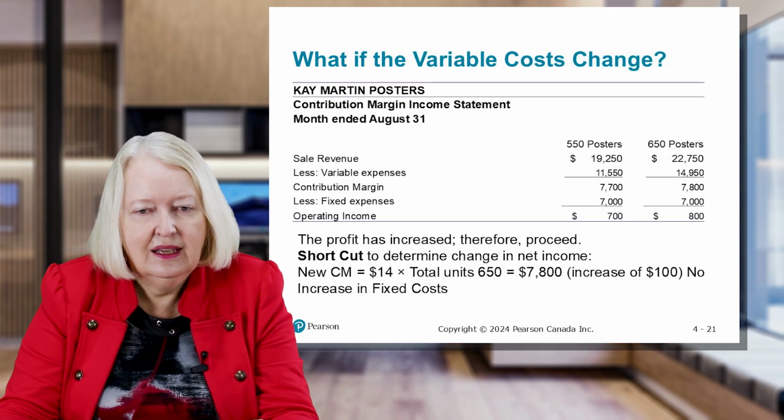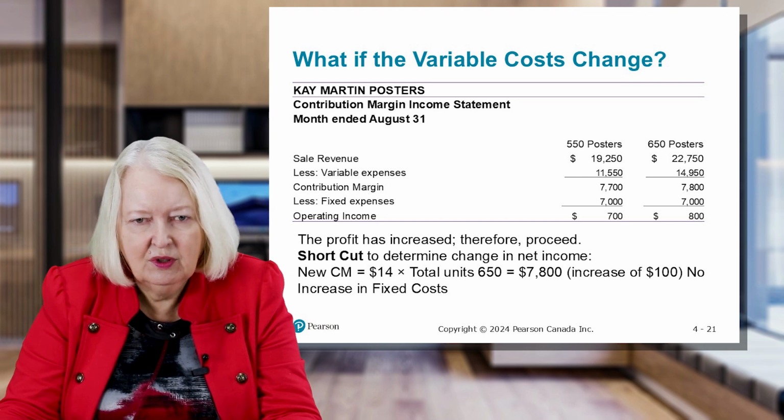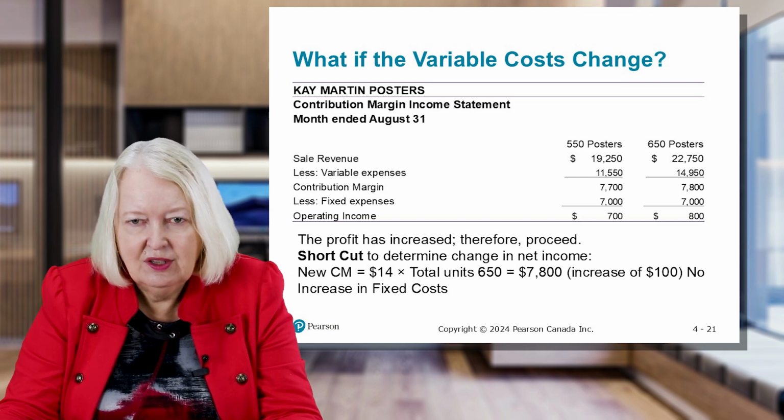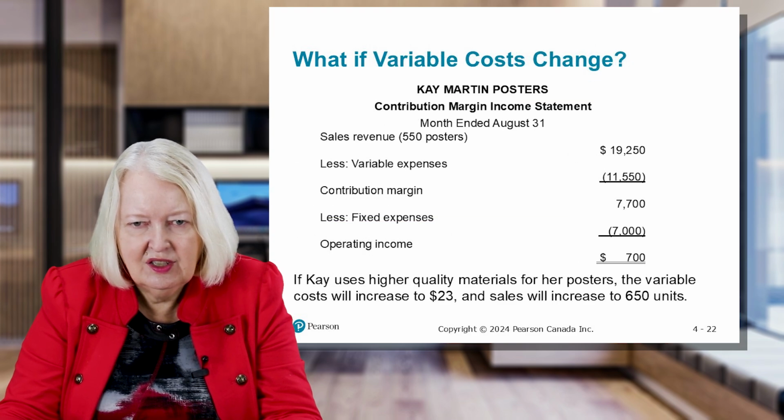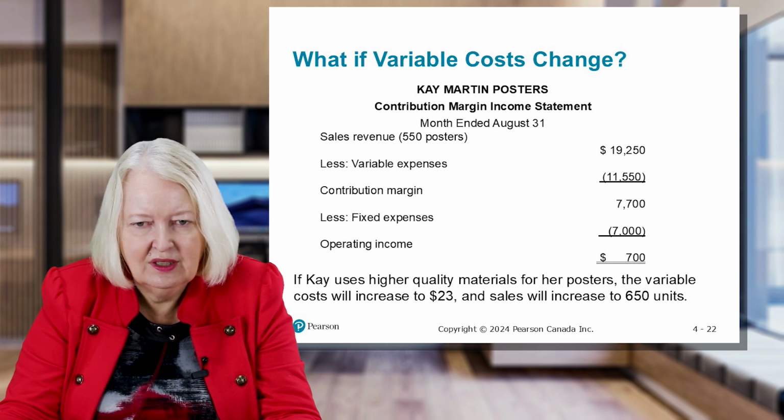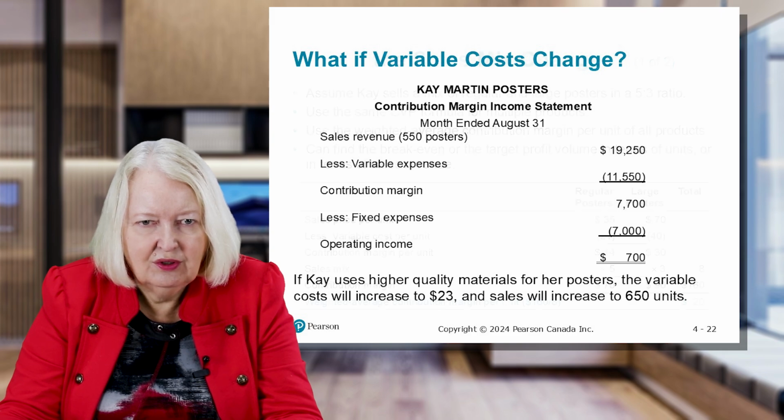Now we look at a scenario where your variable costs would increase to $23 from $21. So this is the original scenario. If your costs increase and then the sales are also going to go up to 650 units, what will happen? That's another scenario that you could consider.